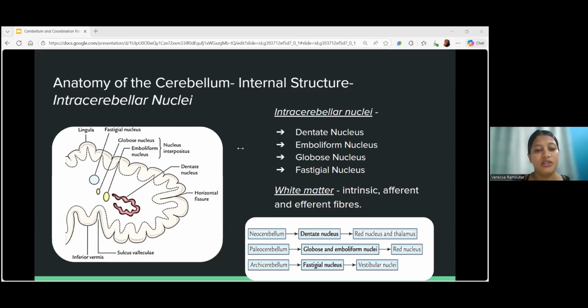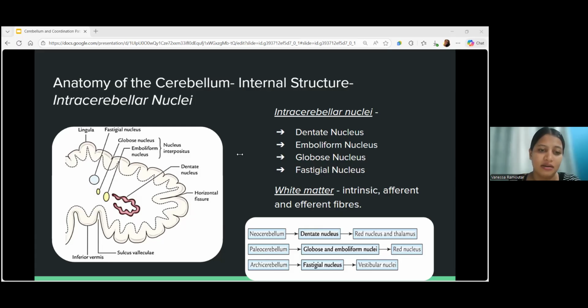The fastigial nucleus lies near the midline in the vermis. It is the nucleus of the archaeocerebellum, hence receives afferents from the flocculonodular lobe and conveys efferents to the vestibular and the reticular nuclei. Fastigial connections influence extensor muscle tone.